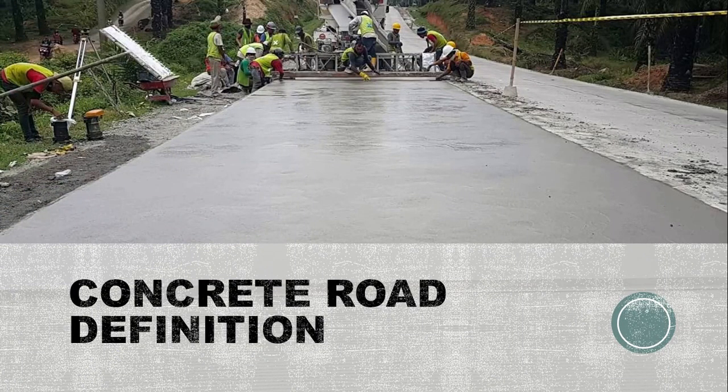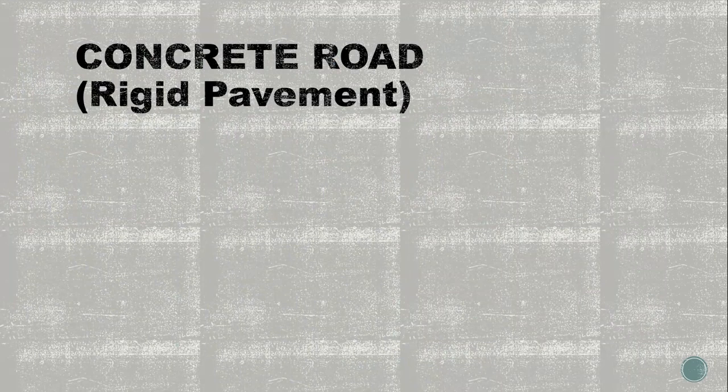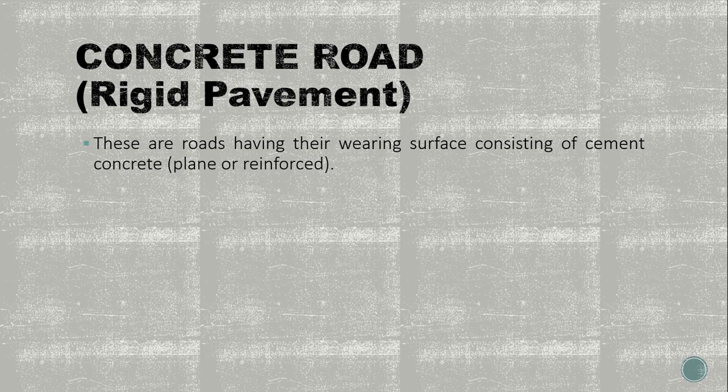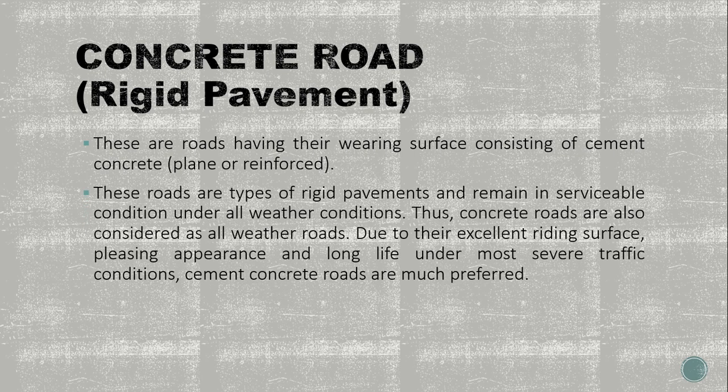The concrete road definition. Concrete road is also known as the rigid pavement. These are roads having their wearing surface consisting of cement concrete. It is either plain or reinforced. These roads are types of rigid pavements and remain in serviceable condition under all weather conditions.